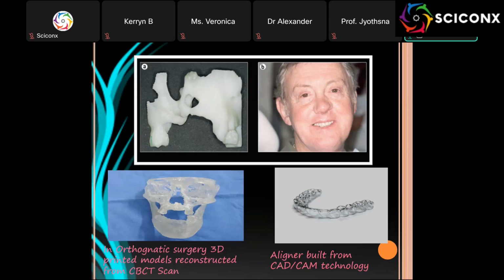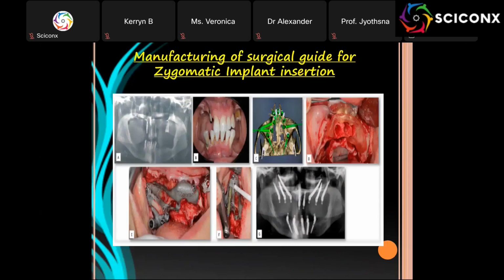This is also an aligner, which is most commonly used nowadays in the orthodontic department. This aligner was built through CAD/CAM technology. This three-dimensional printed model we can use as a surgical guide when we want to place a zygomatic implant. This is the surgical guide manufactured with the help of the three-dimensional printing process. These are the zygomatic implants which are placed in the maxilla or mandible. The surgical guide is used as a stent to know the exact place where the zygomatic implants are going to be placed.